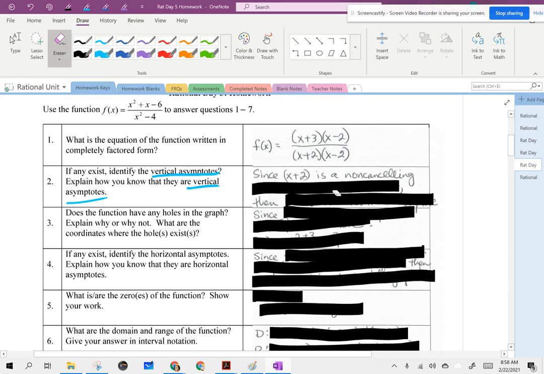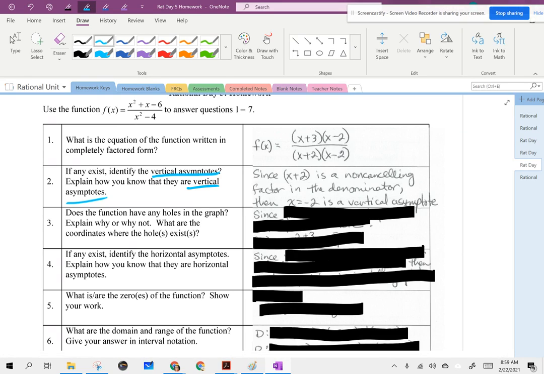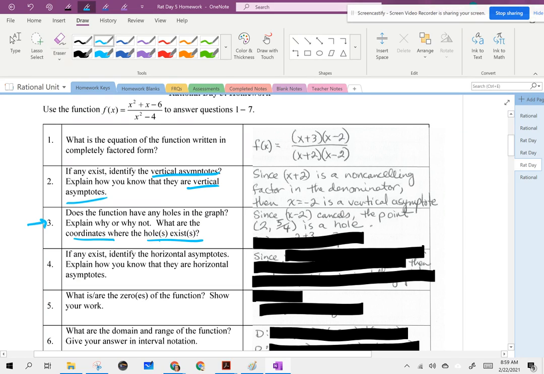Okay, so here we have, since x plus 2 is a non-canceling factor in the denominator, then x equals -2 is a vertical asymptote. Number 3, okay, so do we have any holes? Explain why or why not, and then what are the coordinates of the holes if they exist? All right, so we have, since x minus 2 cancels, the point (2, 5/4) is a hole.